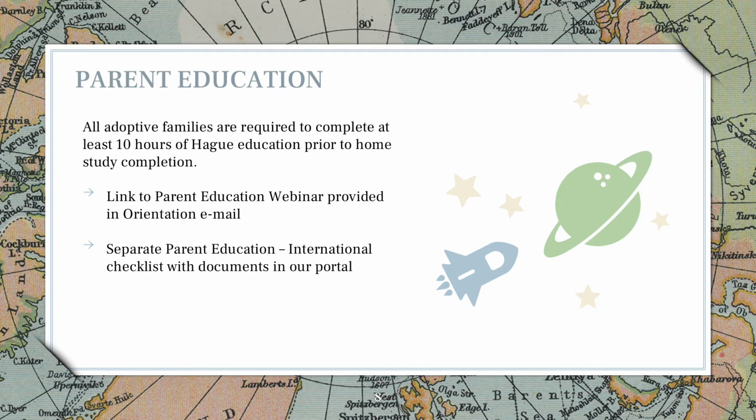When you received the orientation email and opened the portal, you had access to an orientation document checklist, as well as a separate checklist for international parent education documents. A link was provided to a webinar explaining Nightlight's parent education requirements. If you've not yet watched this, you must do so so that your parent education will not be delayed.